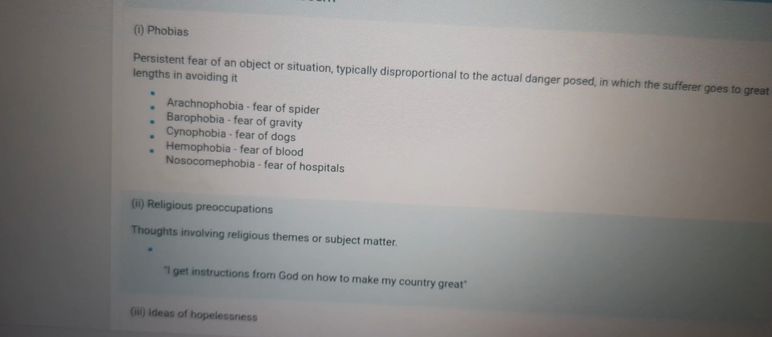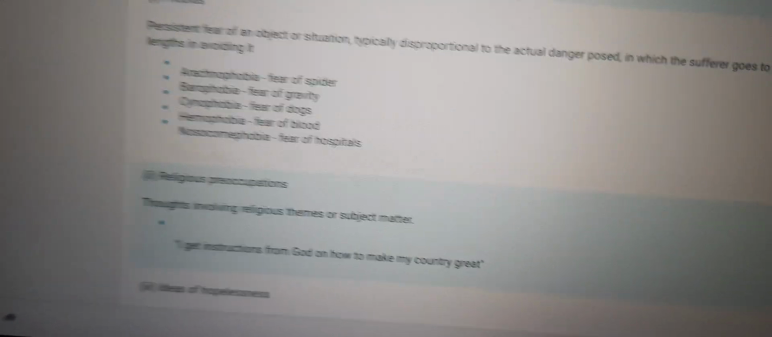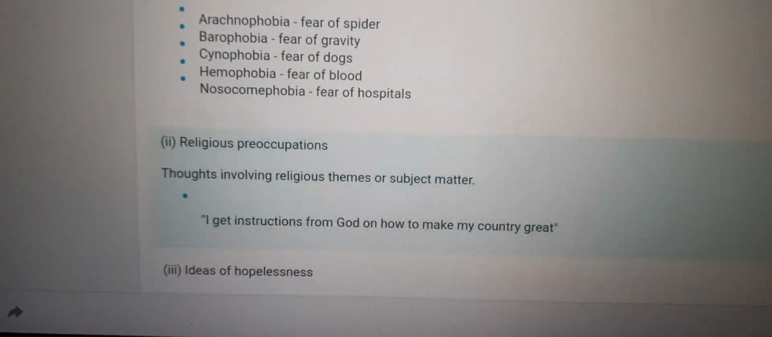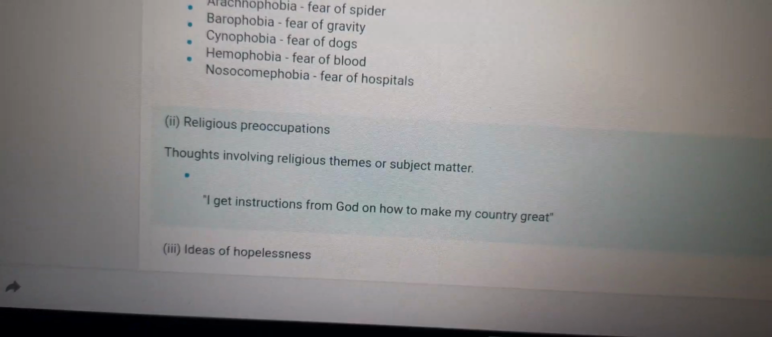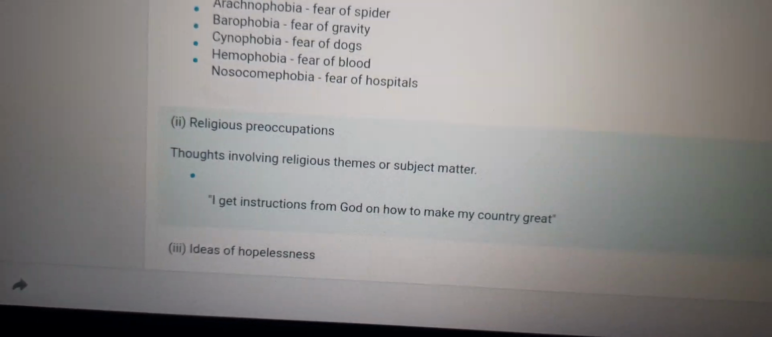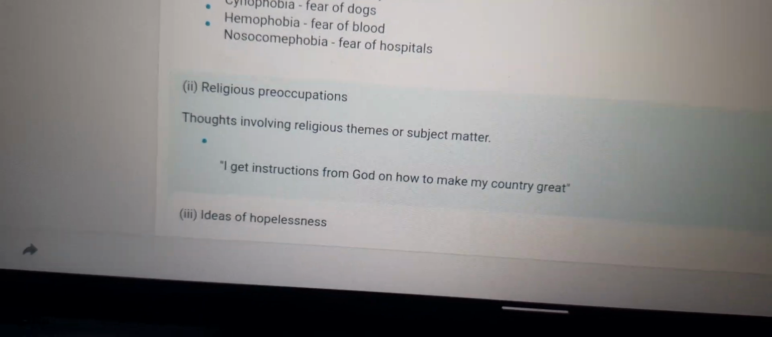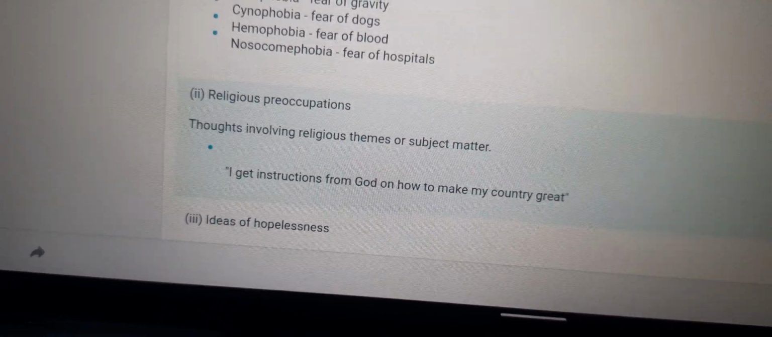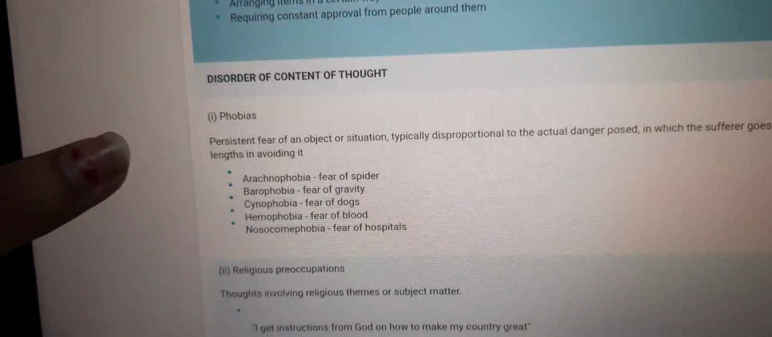Examples: arachnophobia, fear of spiders; barophobia, fear of gravity; cynophobia, fear of dogs; hemophobia, fear of blood; nosocomephobia, fear of hospitals. Then come religious preoccupations: thoughts involving religious themes or subject matter. For example, I get instructions from God on how to make my country great. These come under disorder of content of thought.